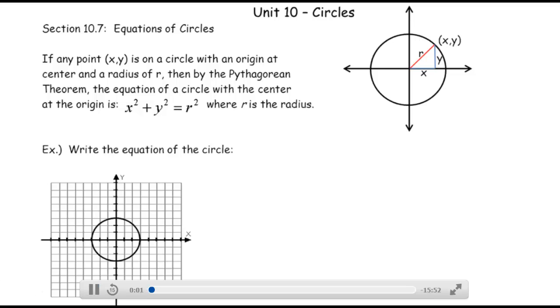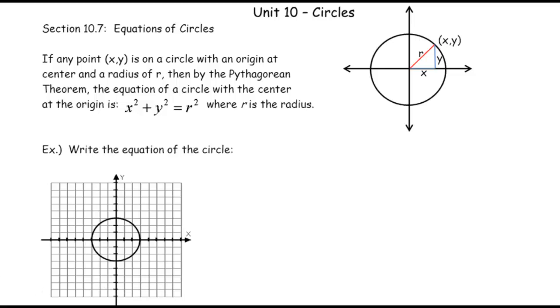All right, hello everyone. We're in unit, oh gosh, I need to change that. This should say unit 11, Circles. Now this is chapter 10 in your book though. So we're starting with section 10.7, which is writing equations of circles.